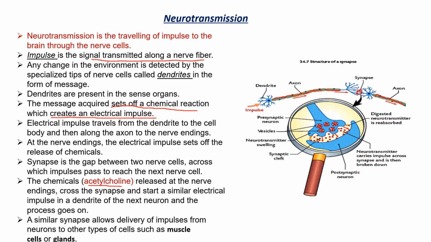Clear? Here they have given a broad view of what is happening. You can see the neurotransmitters swelling over here, and there is a synaptic cleft, a gap. Between the nerve ending of one neuron, let's say this is a motor neuron, and the next there is a chemical change taking place. Neurotransmitters carry impulses across the synapse and are then broken down.